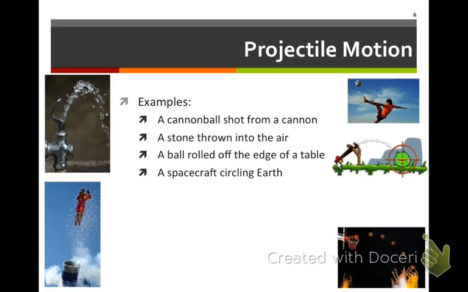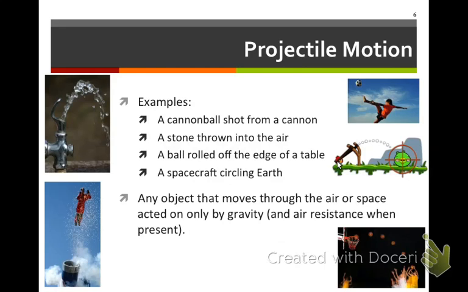How are we going to define this commonality between all these objects traveling in the air? In physics, we're going to say that projectile motion is any object that moves through the air or space and is acted on only by gravity. Air resistance could play a factor, but for the purposes of this class, we're going to neglect air resistance. So if we have an object that's traveling through the air, however it's traveling, the only force acting on it is going to be gravity, and it's going to be going downwards.